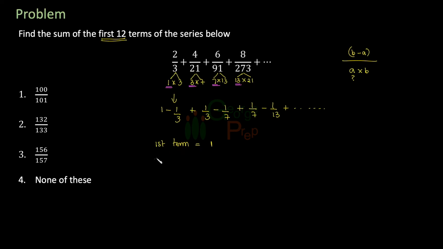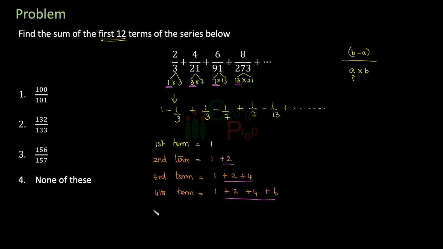So first term is 1. Second term is 3. I can write it as 1 plus 2. Third term is 7, which is 3 plus 4. So I can write it as 1 plus 2 plus 4. The fourth term is 7 plus 6. So whatever I've got here plus 6. So I already see a pattern here, right? So if you look at this, plus 2, plus 4, plus 6, right?